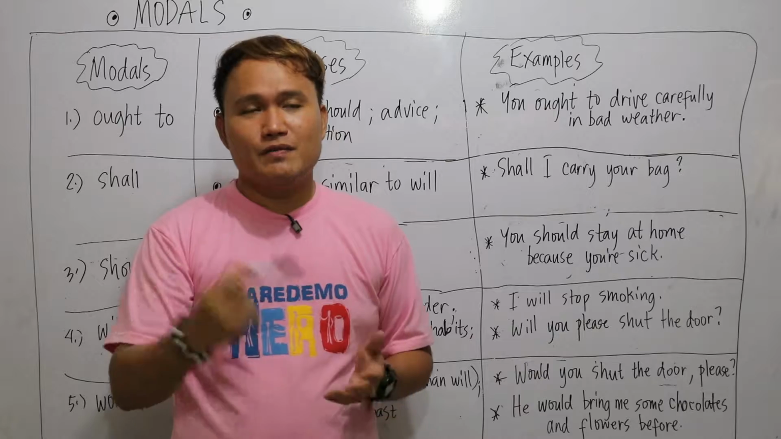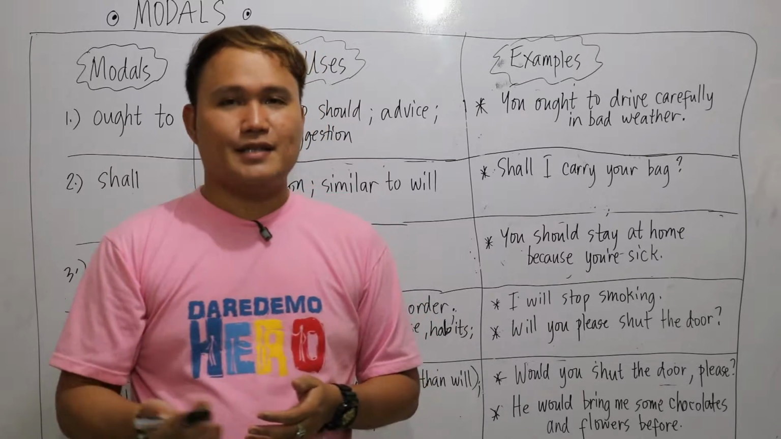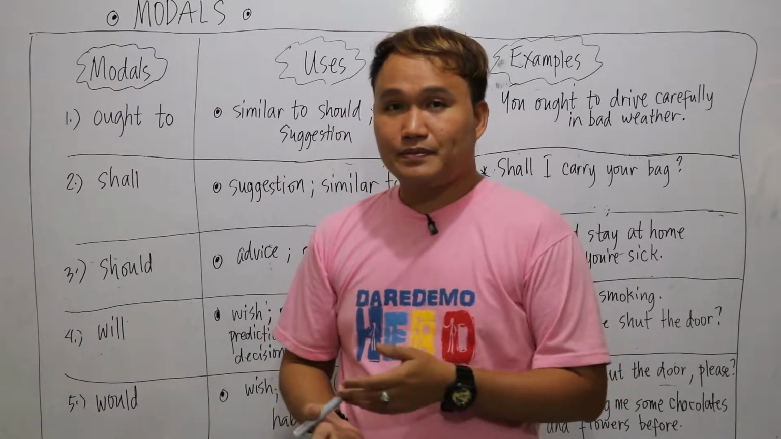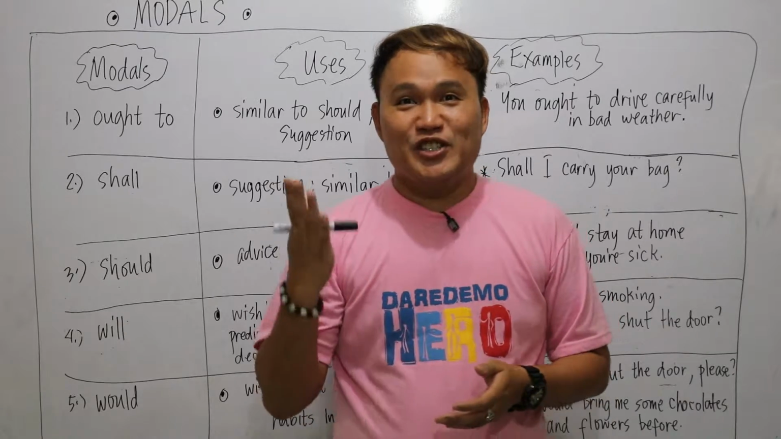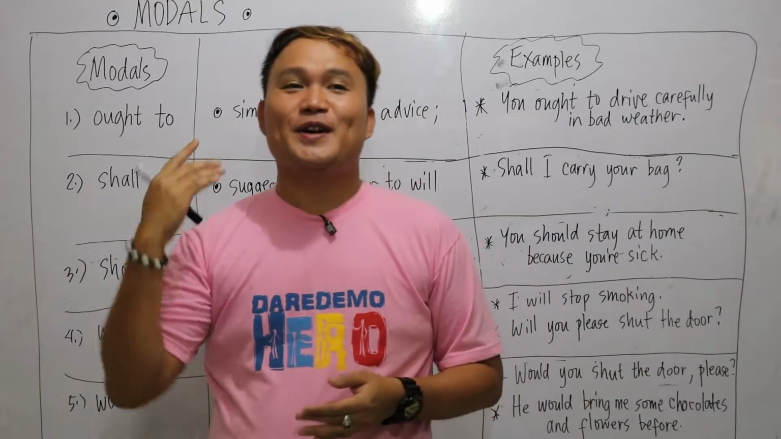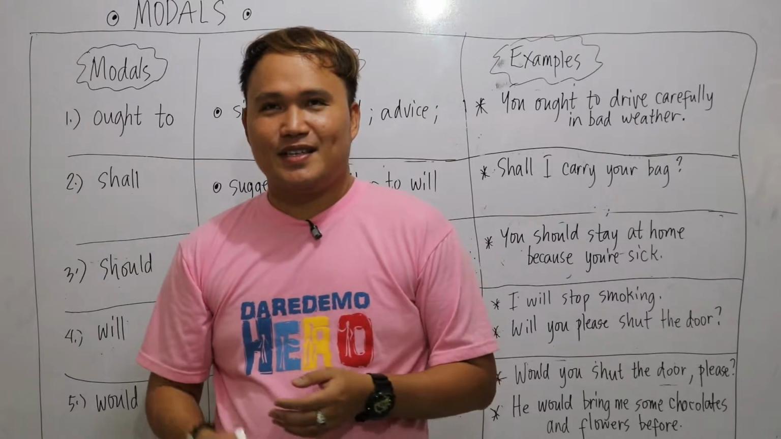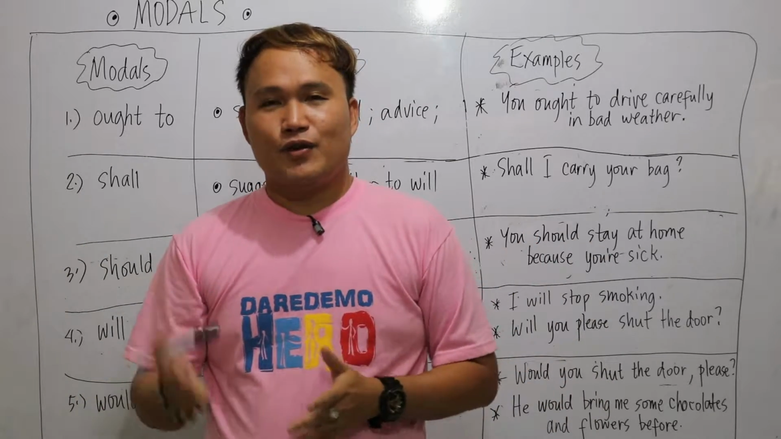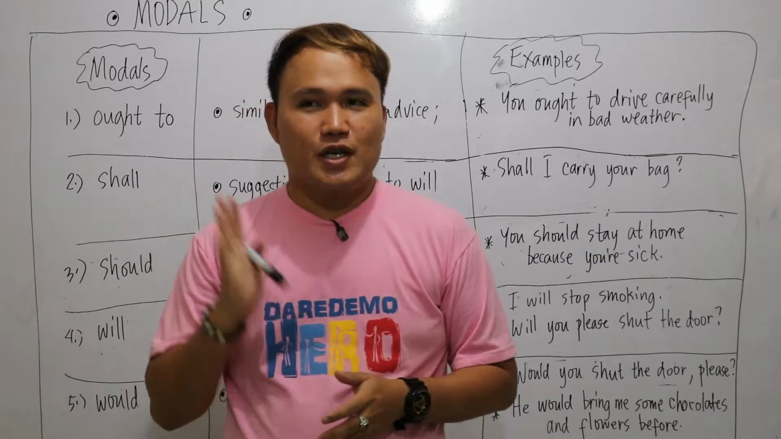So how about you? Can you give me an example of a sentence using should? I should study in order for me to graduate. Okay, so that's an obligation for you as a student that you should study.